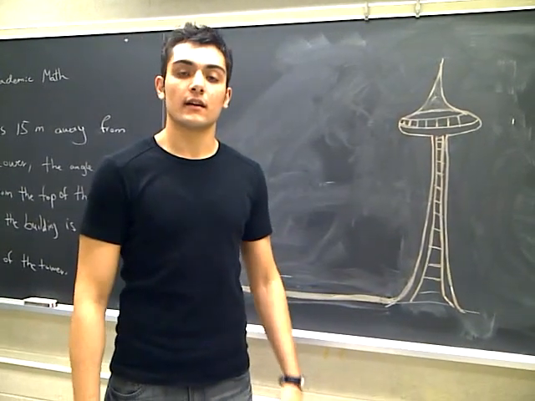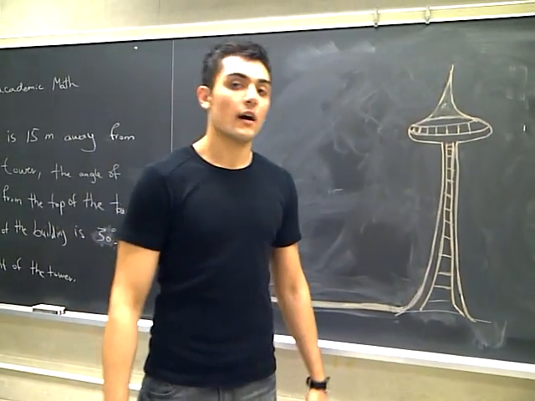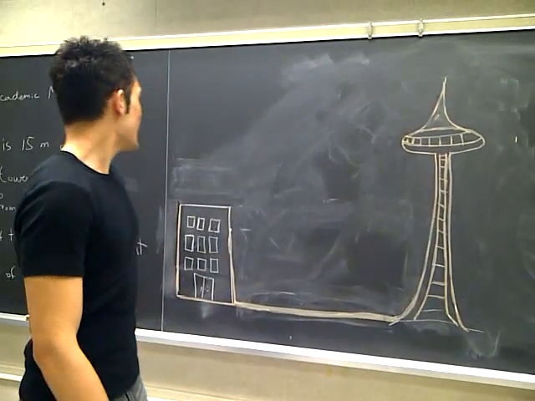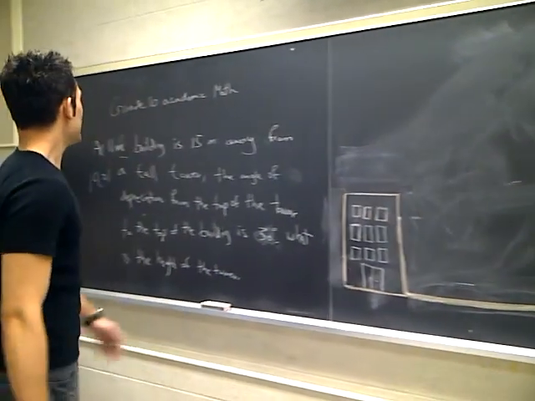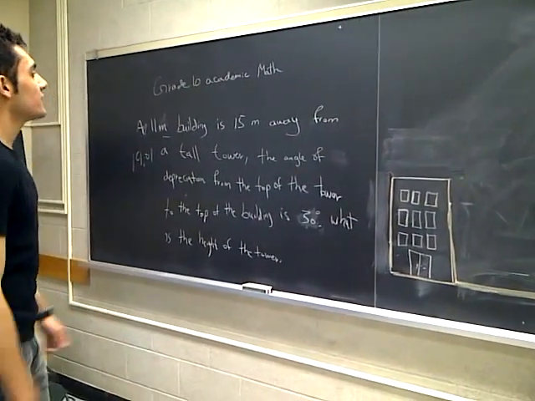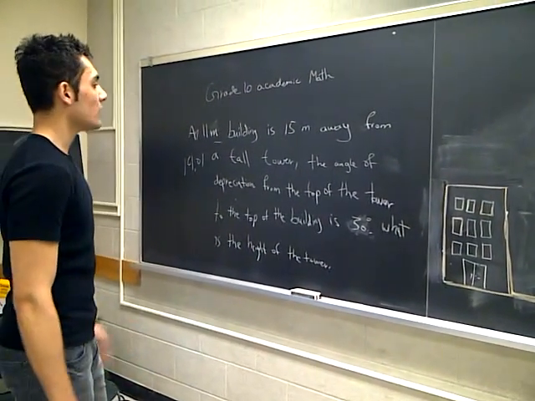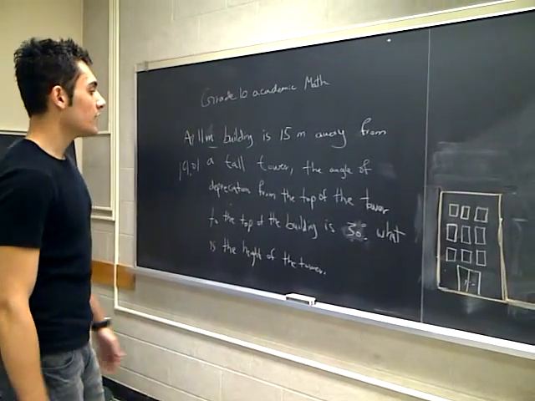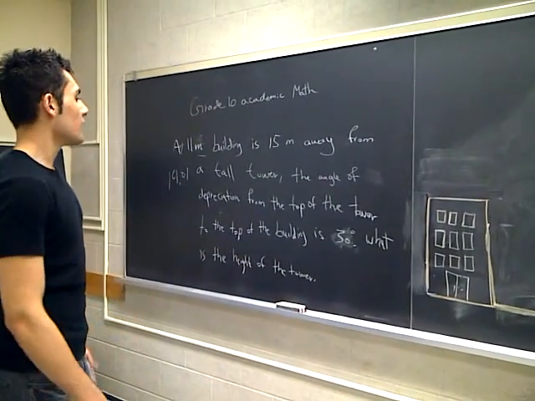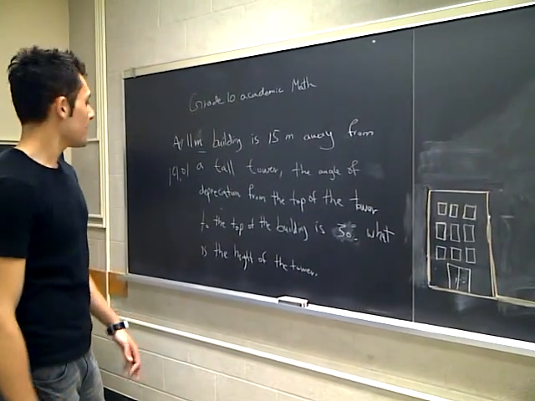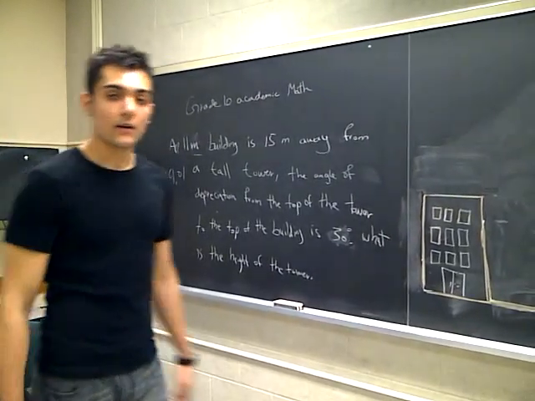One of my students had a trig function question that came up on his test, and the question was: an 11-meter building is 15 meters away from a tall tower. The angle of depression from the top of the tower to the top of the building is 30 degrees. What is the height of the tower?